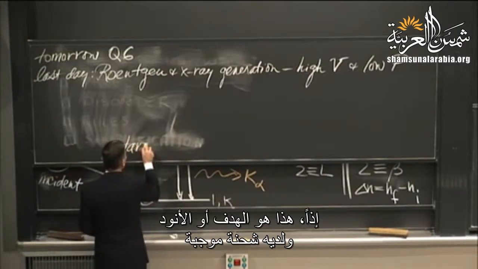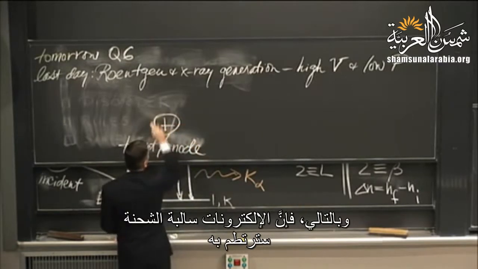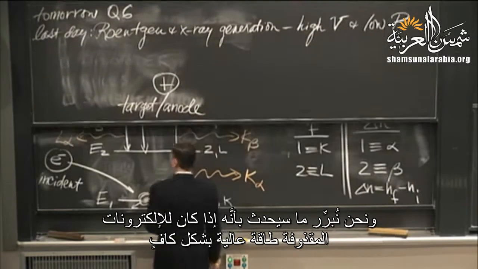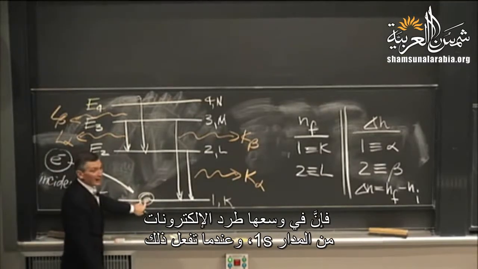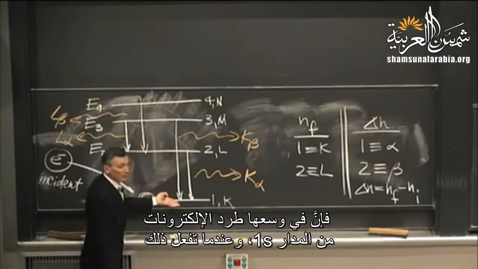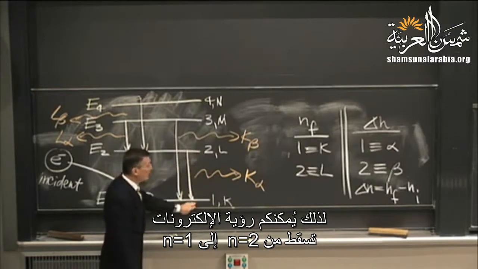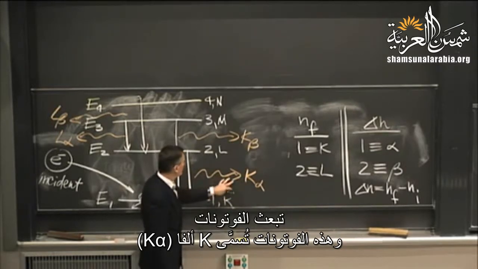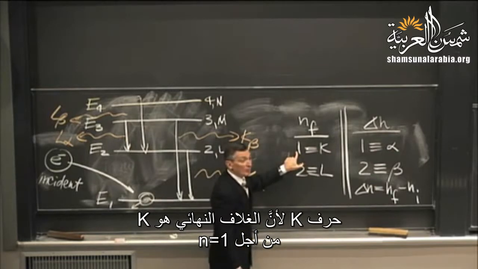So this is the target, or the anode, and it's charged positively, and so the electrons are crashing into it. And we reasoned that what would happen is if the ballistic electrons had high enough energy, they could actually dislodge 1s electrons. And when they do so, they make the conditions for a cascade. So you can see electrons falling from n equals 2 to n equals 1, and when they do so, they emit radiation. They emit photons, and these photons are called K alpha. K because the final shell number was n equals 1.